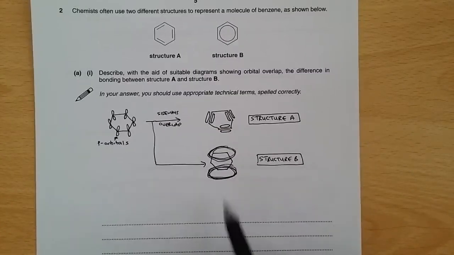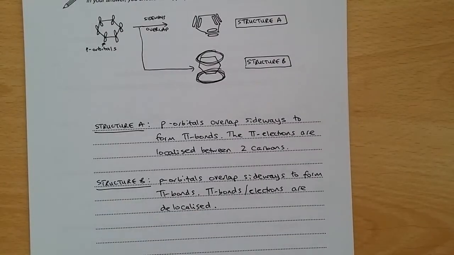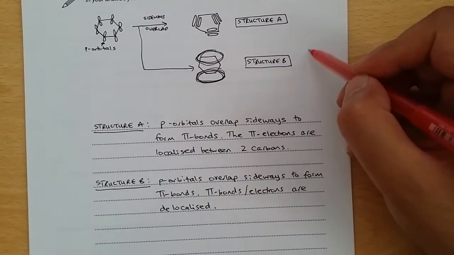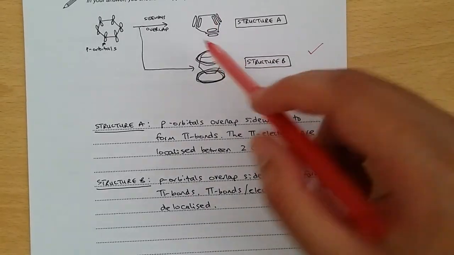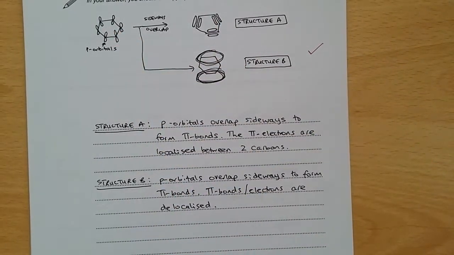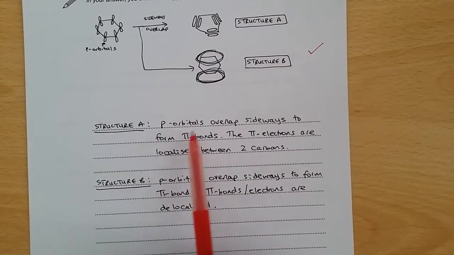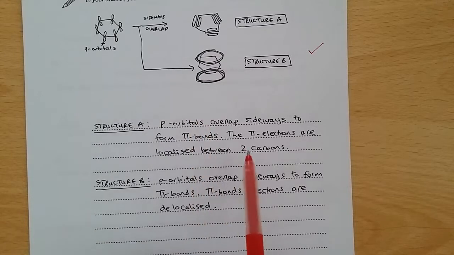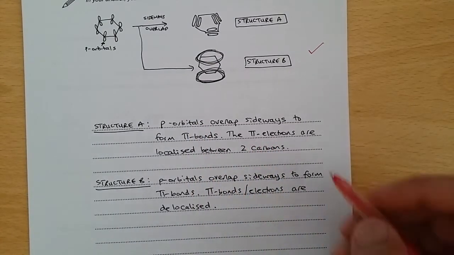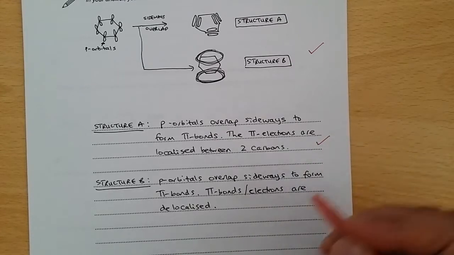Right, so that was a diagram. Let's now describe it. So there's 1 mark for the diagrams. They only want the final pictures, not the initial. Right, and then in structure A, of course the p orbitals overlap sideways to form the pi bonds, but they are localized. The pi electrons are localized between 2 carbon atoms. Okay, 1 mark there, second mark.